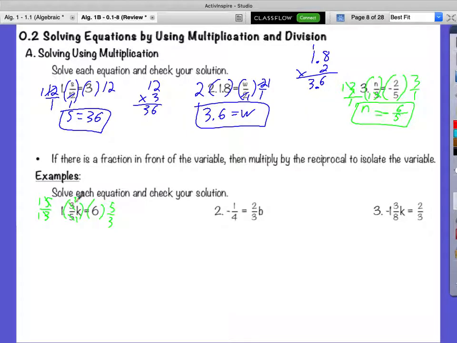What's 1 times 1? 1. We have 1 over 1 times k. Do we even need to write that 1 over 1? No, you can just write k. Equals k.